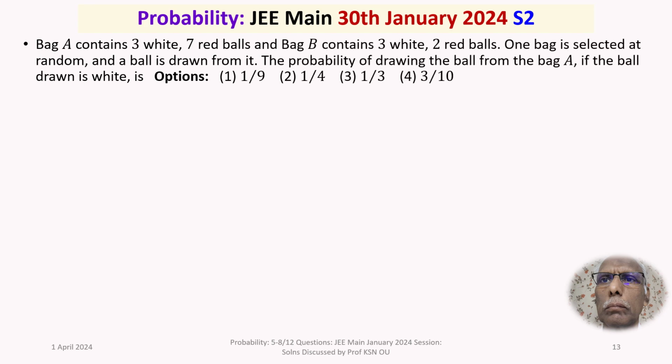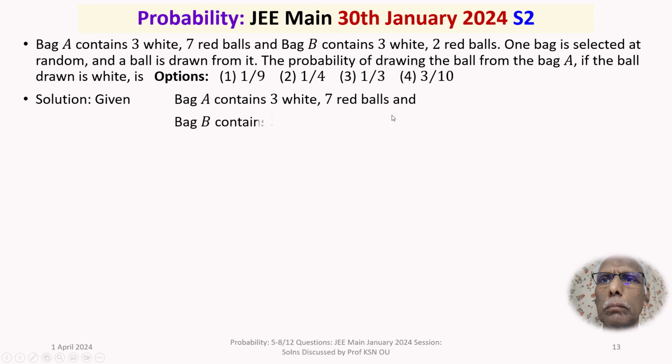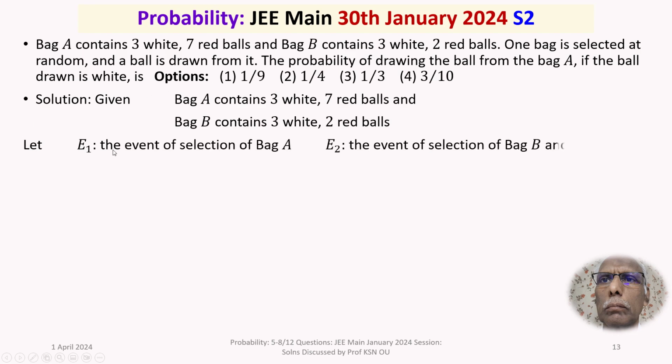Let's now discuss the solution of the problem in detail. We are given bag A. The bag A contains 3 white, 7 red balls. We have another bag B. It has 3 white, 2 red balls. Let us say E1 is the event of the selection of bag A, and E2 the event of selection of bag B. Let E be the event of drawing a white ball.